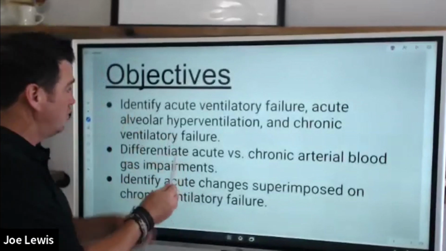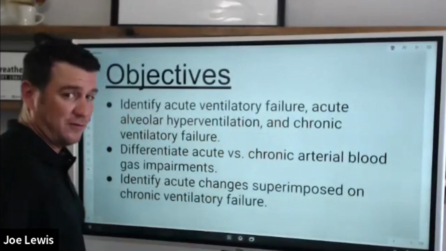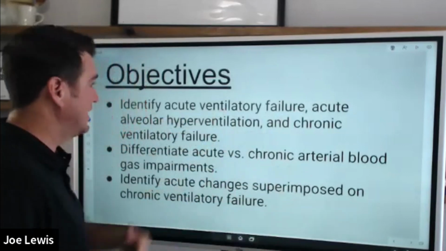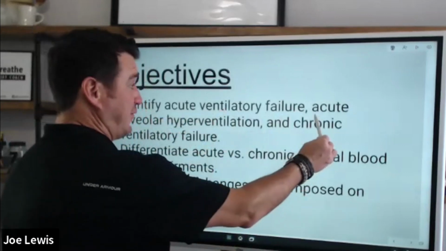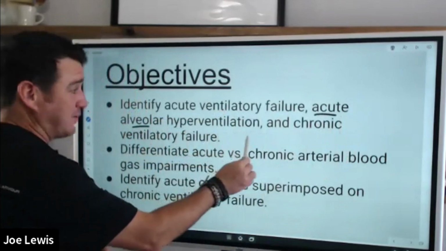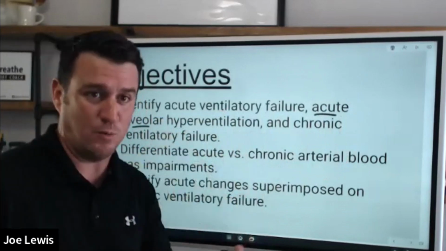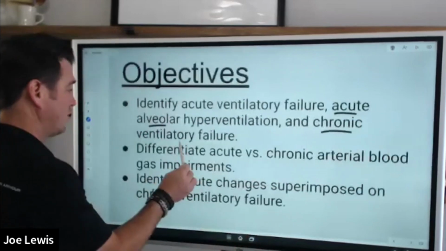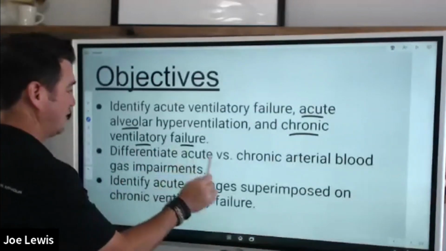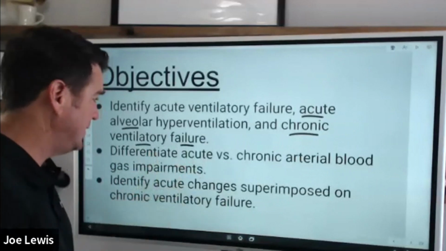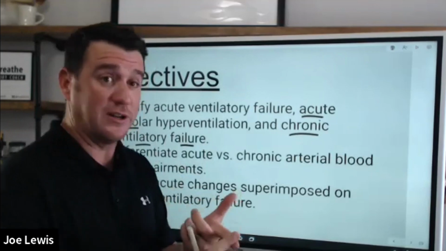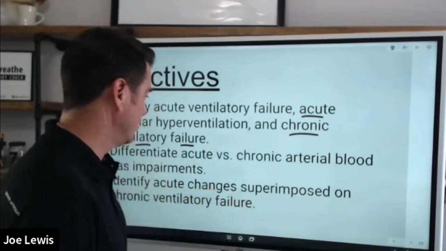We are going to, one, identify acute ventilatory failure. Acute ventilatory failure, what does that mean? We're going to identify that. We're also going to identify acute alveolar hyperventilation. What does that mean? What type of blood gas does that look like? And then, of course, chronic ventilatory failure is also going to be another term that we're going to not only define, but also see what it looks like with arterial blood gases.